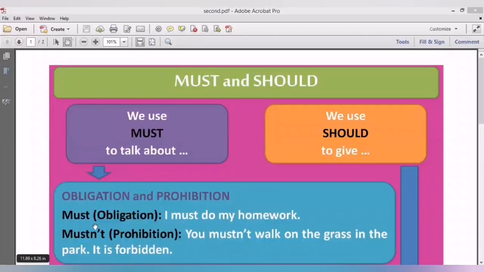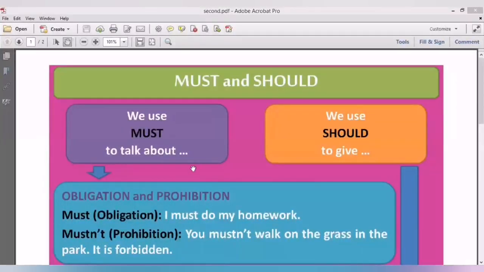So, obligation: I must do my homework. Prohibition: you mustn't walk on the grass in the park. It is forbidden. So, what is meant by prohibition?